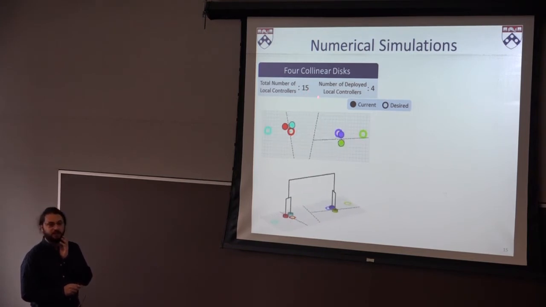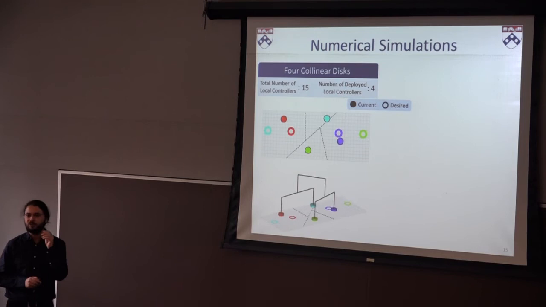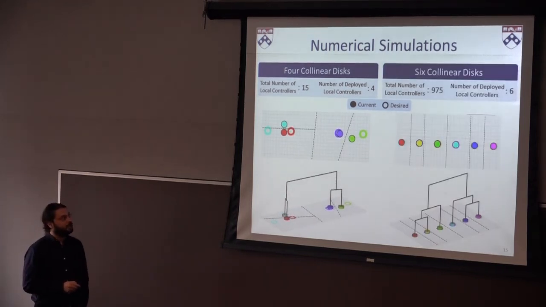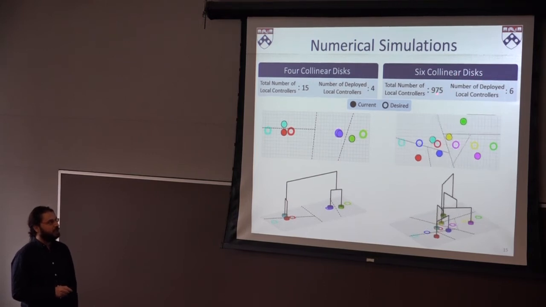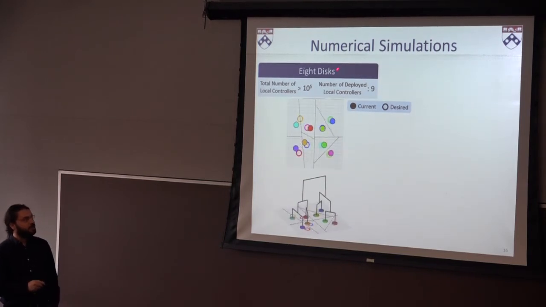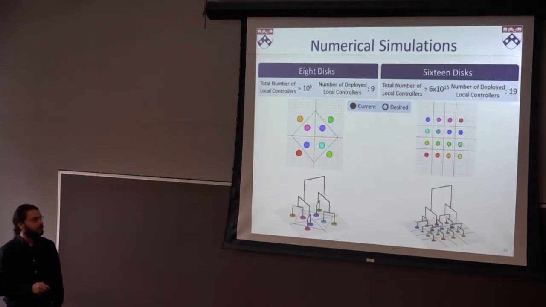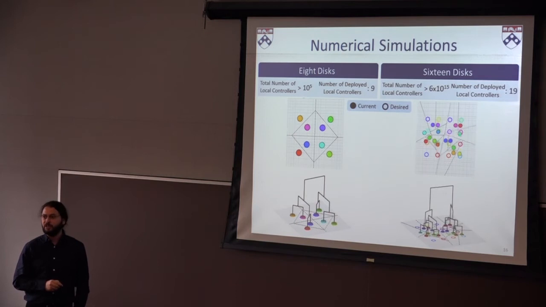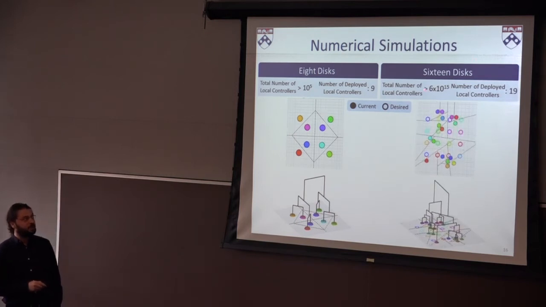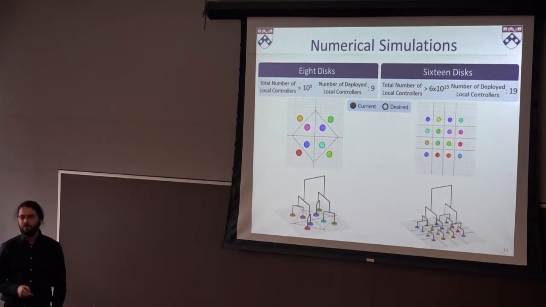local controllers. It's the number of trees. So it's 15 for four agents, and we have four activated, deployed local controllers. So they are deployed online on the fly. And if we have six collinear disks, we have around 1,000. We only use six of them online. If you have eight, you have 10 to the 5 of such local controllers, but we only deploy 9 in this case, and we know that it will be at most quadratic. And if you have 16, you have more than 10 to the 15. This means that if you want to have the global information, you need to compute that much, but we just want to be satisfied with the local understanding of the configuration space and solve this problem.